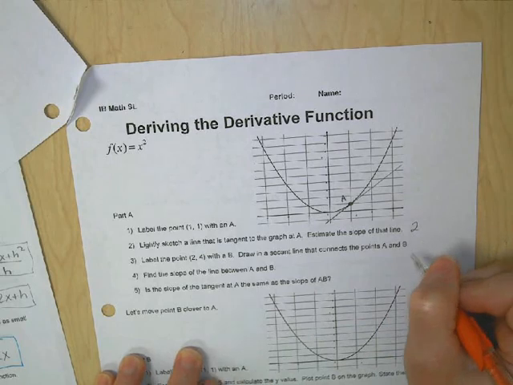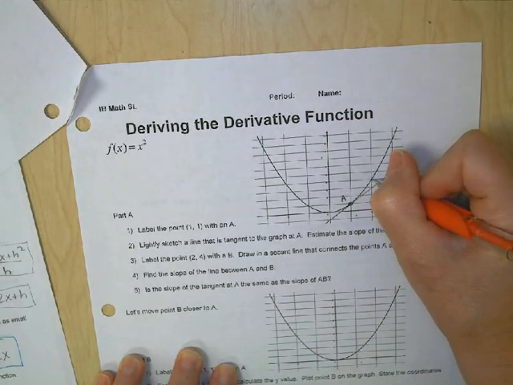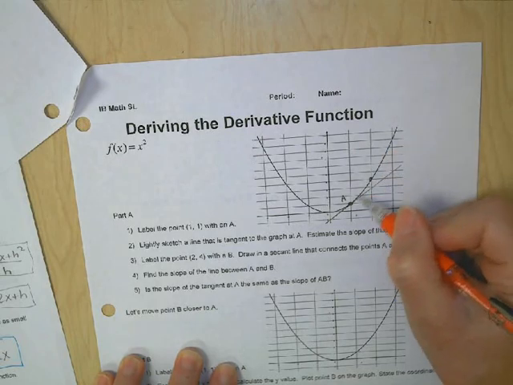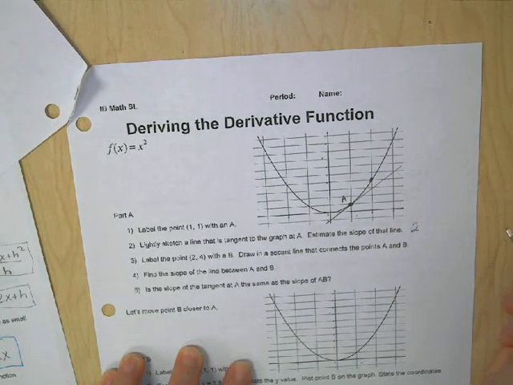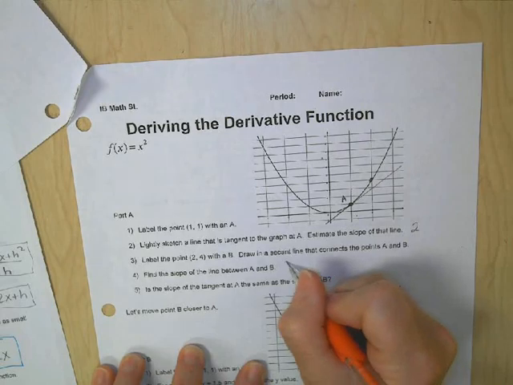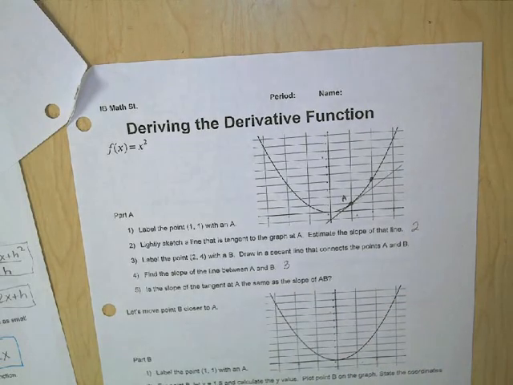Now, if I put on my point B, so 2 and 4, that clearly is going to have a different slope. If I combine A to B, it's going to give me a different slope. It's not going to give me 2. It's going to give me 3. So if I find the slope between A and B, I'll find that it's 3. So they're not the same. They're not terribly different, but they're not the same.